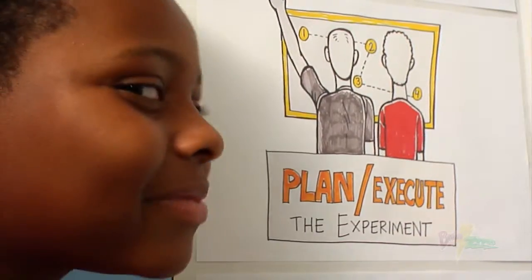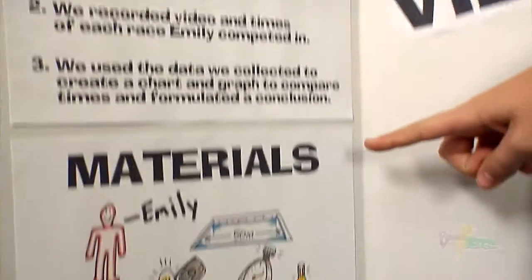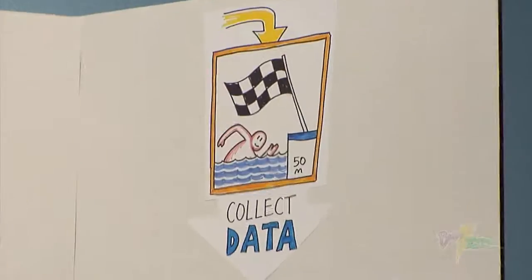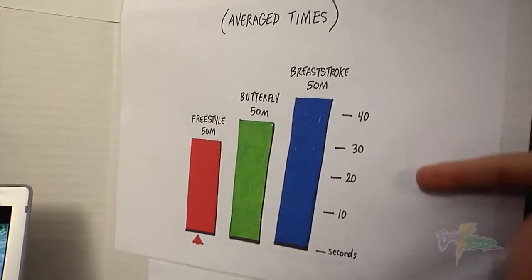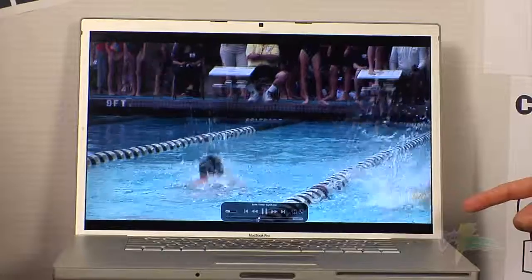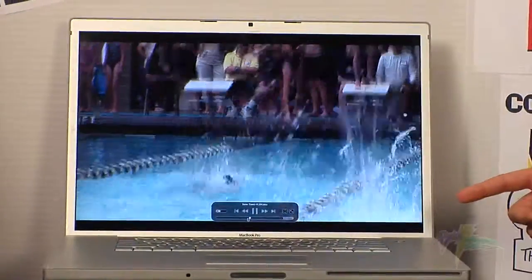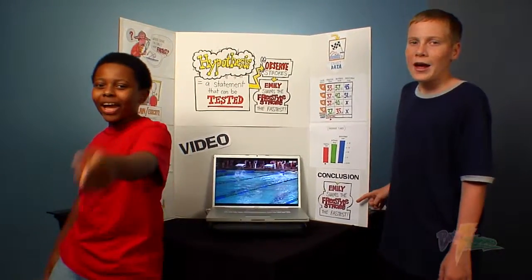Next, we planned and executed an experiment. Yep, we did that. And we also have a procedure and materials to go with it. We collected data and analyzed results. Here's a video showing Emily swim various swim strokes at four separate meets. And finally, we formed a conclusion. And there it is. Emily swims the freestyle stroke the fastest.